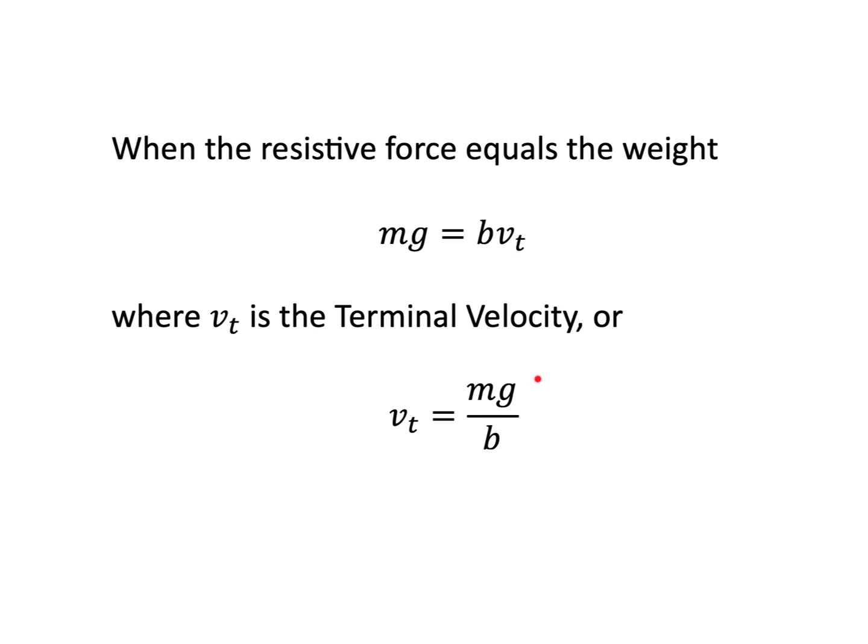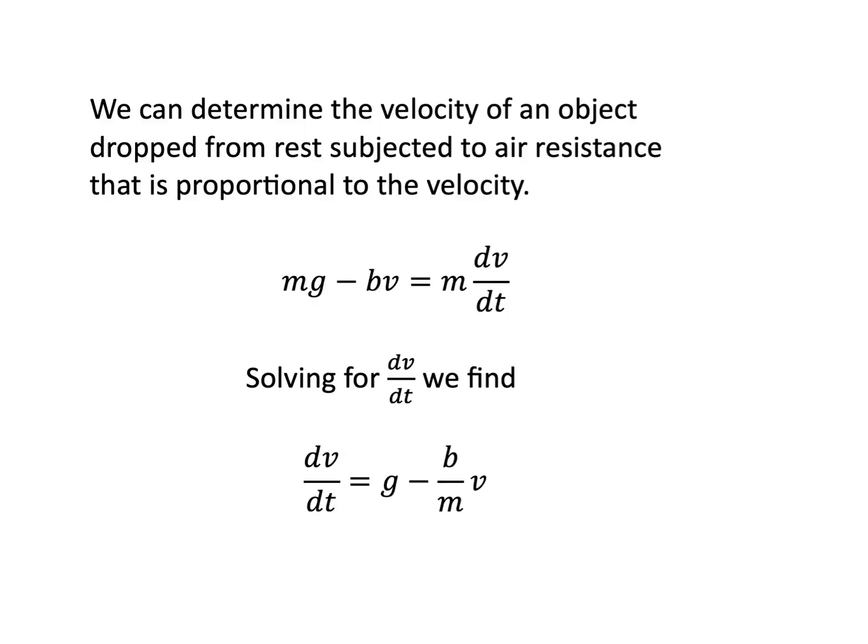In any case, this whole term here, that's the final velocity that this guy's going to have, and it's the terminal velocity, and it happens when it's going fast enough so that the resistive force equals the weight. Now we can actually solve for the velocity as a function of time by solving this differential equation. So we're going to determine the velocity of the object dropped from rest, subjected to air resistance that is proportional to the velocity. This is what we're going to end up with.